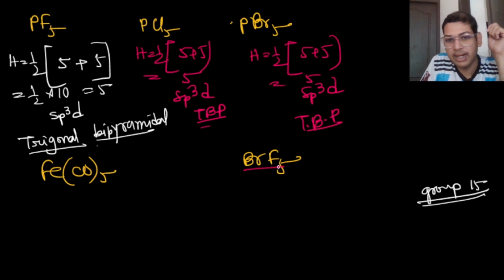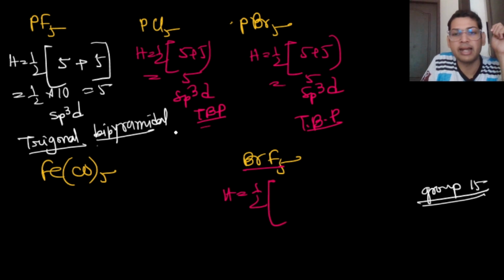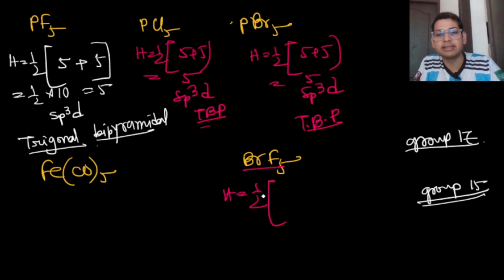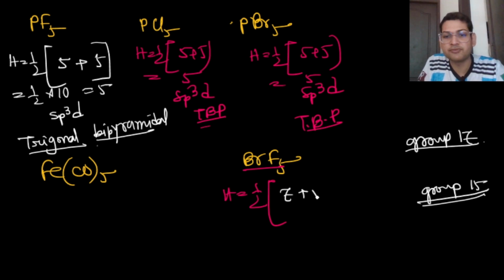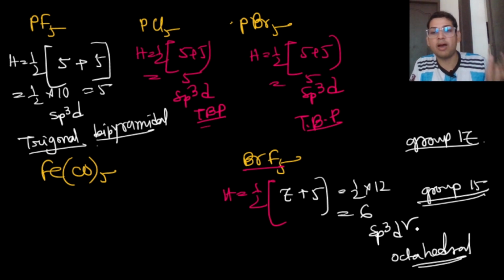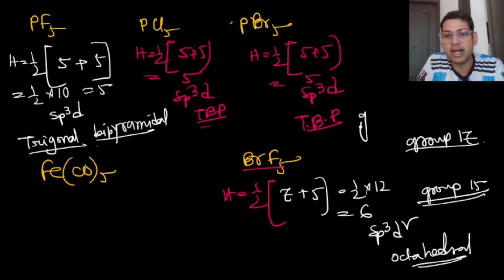Okay. Now here you see H equal to half of... Sir, bromine is the central atom. Bromine is from group 17. So 17 minus 10, that means 7 plus 5. That means half into 12, that means 6. 6 means sp3d2. It is going to be an octahedral geometry. I am not going for shape till now. I am going for geometry. All of these are geometry.